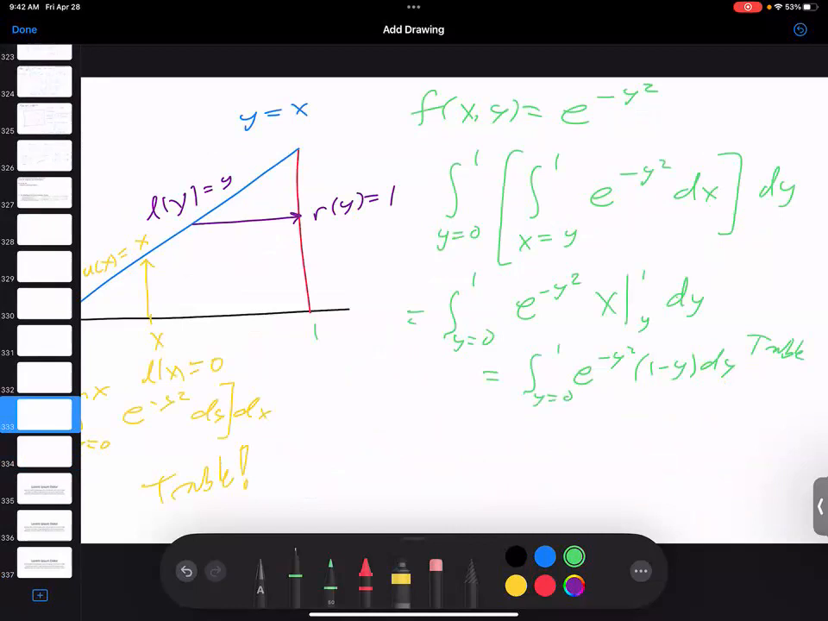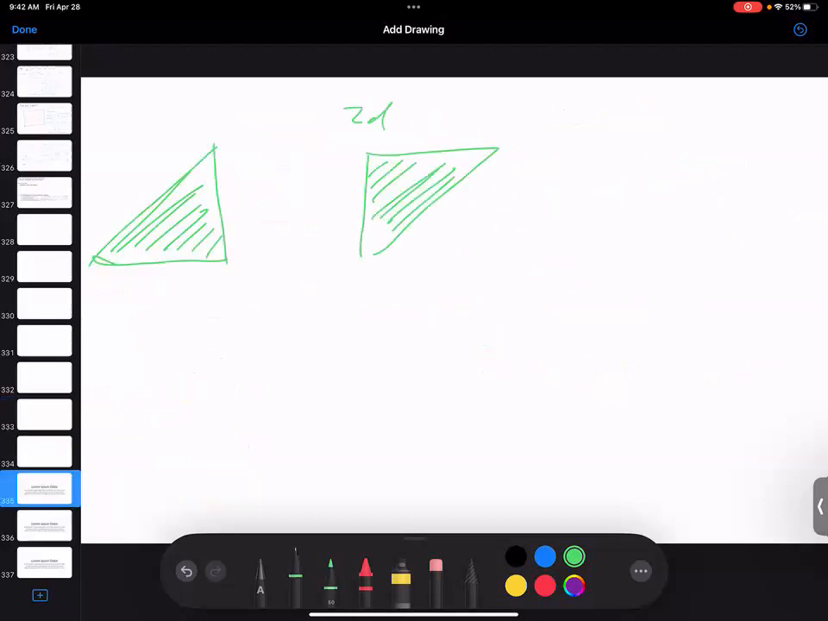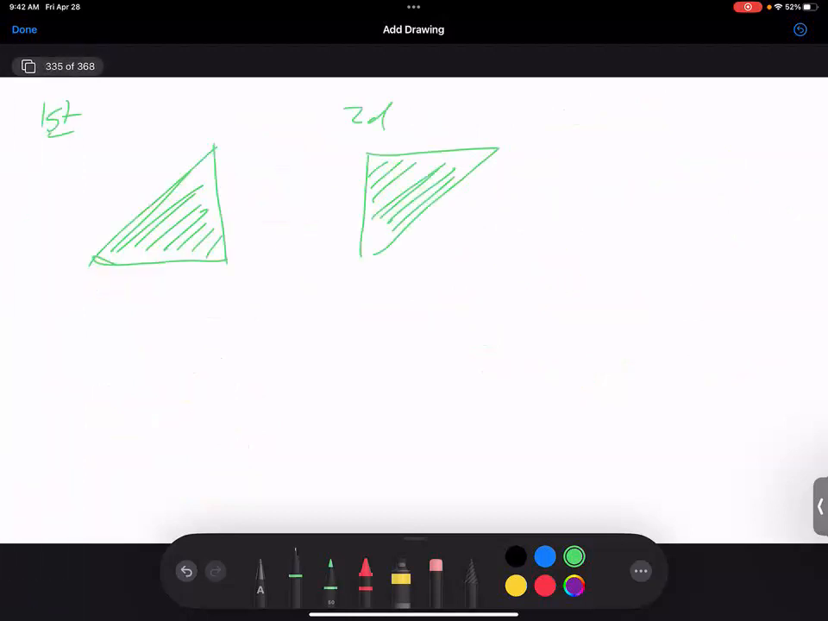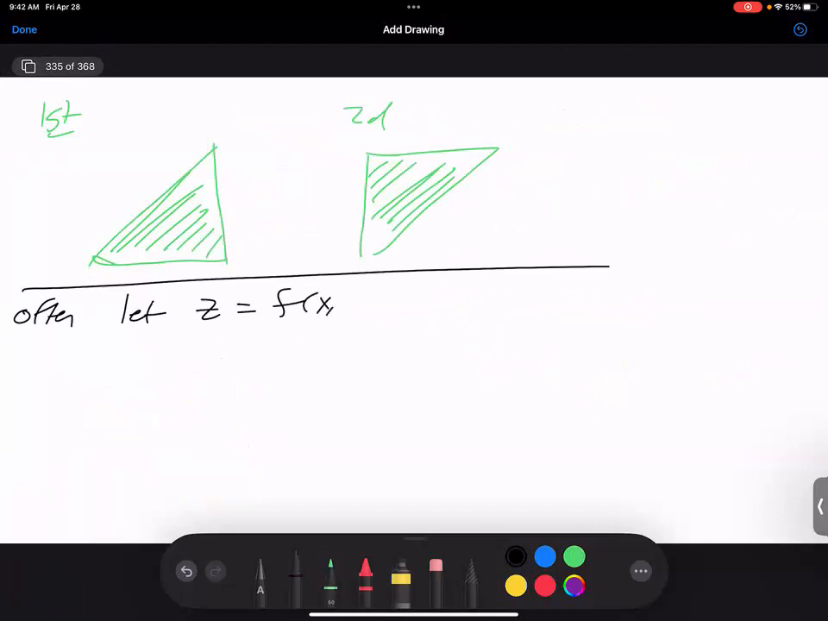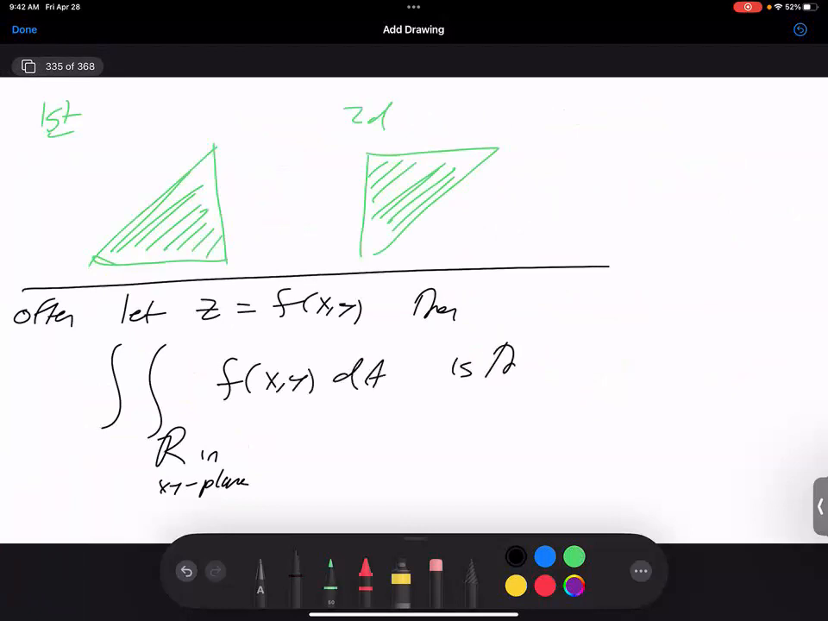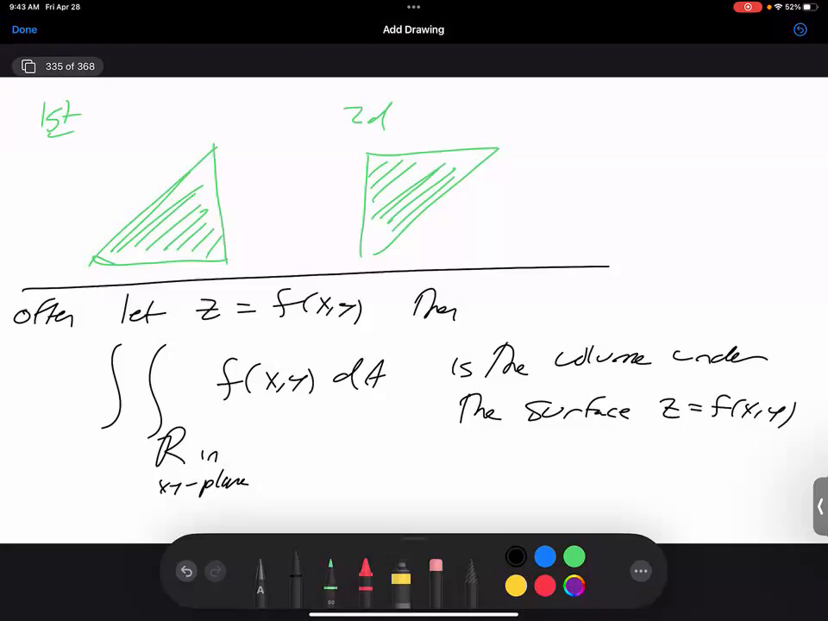And then there's a whole slew of things you can do. Once we can figure out the boundaries, we can then integrate different functions. And so the question becomes, what are good functions to choose? So often, let z be some function f(x,y). Then the double integral over the region R in the xy plane of f(x,y) dA is the volume under the surface z equals f(x,y). So again, you can put in any function you want. It's which function is worth putting in.